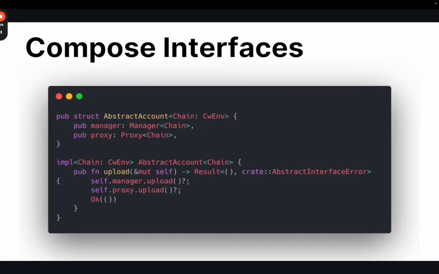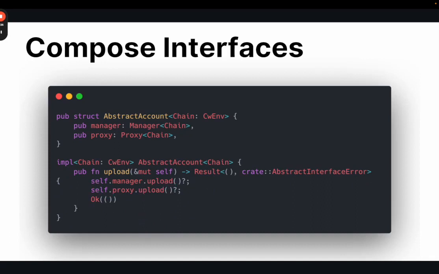So one of the second biggest advantages to using Rust is that you can actually compose different contract interfaces over different environments. You can see here, this is an instance of an abstract account. And an abstract account is actually composed of 2 contracts, the manager and the proxy. So we have a struct on the top that represents both these contracts together, and then we can implement methods on this abstract account. In this case, we have implemented the upload function, which calls the upload functions of each of the members.